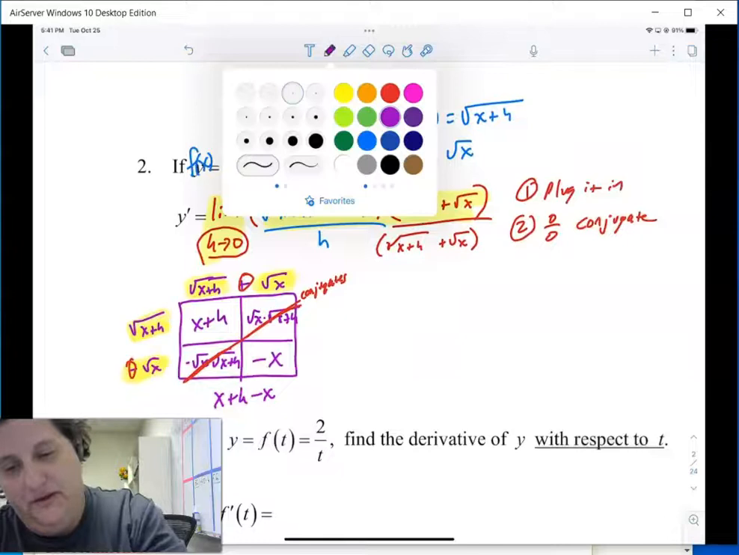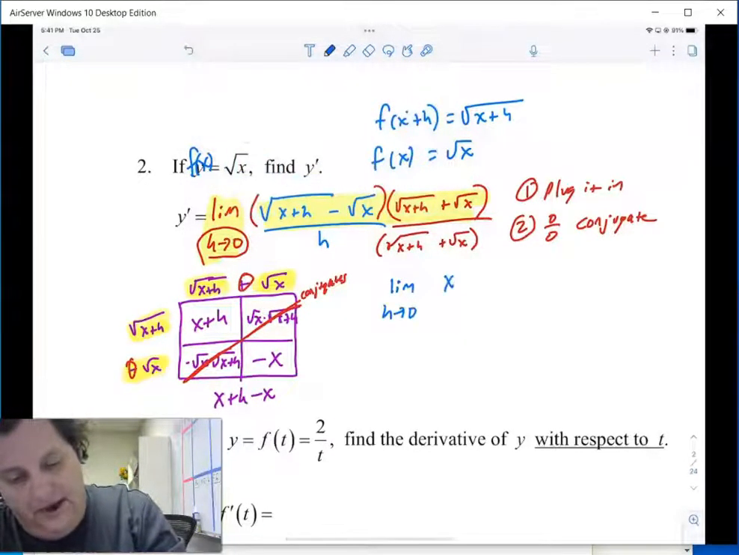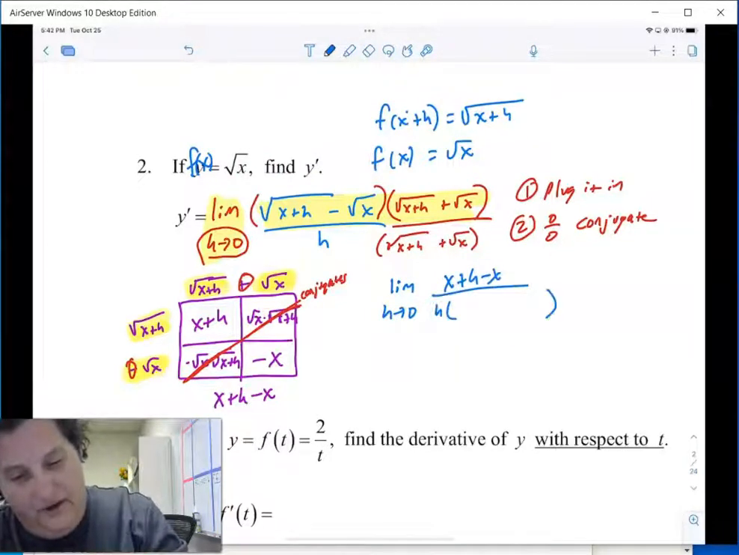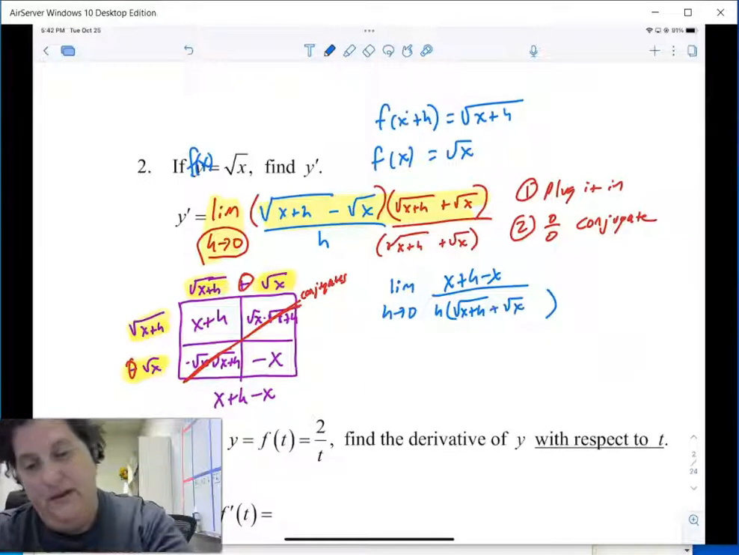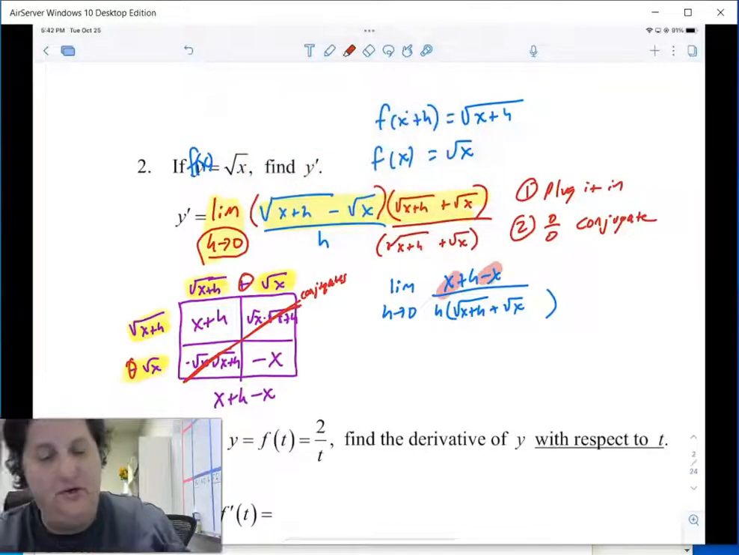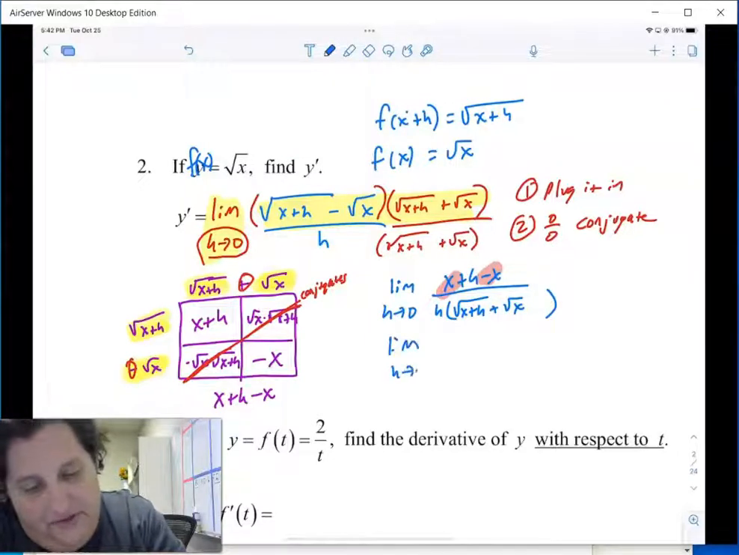Let me rewrite this whole thing. Limit h approaches 0, x plus h minus x over h, and then all this. Square root x plus h plus square root x. Okay? Can I simplify this? Yeah, for sure. Those can cross off. So I have limit as h approaches 0, h over h, and then all this.